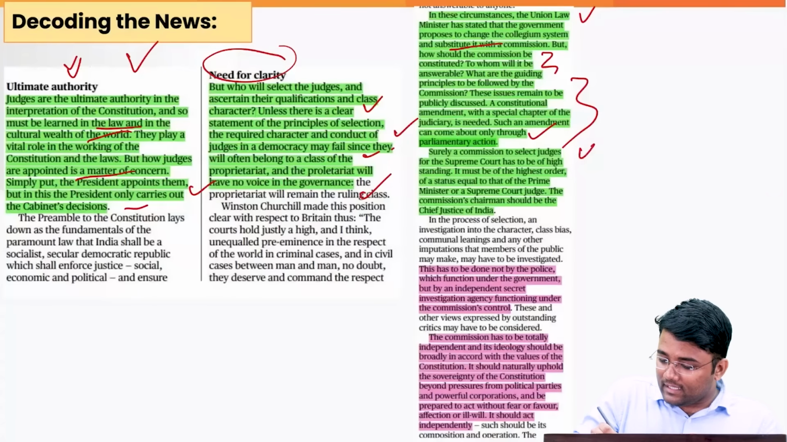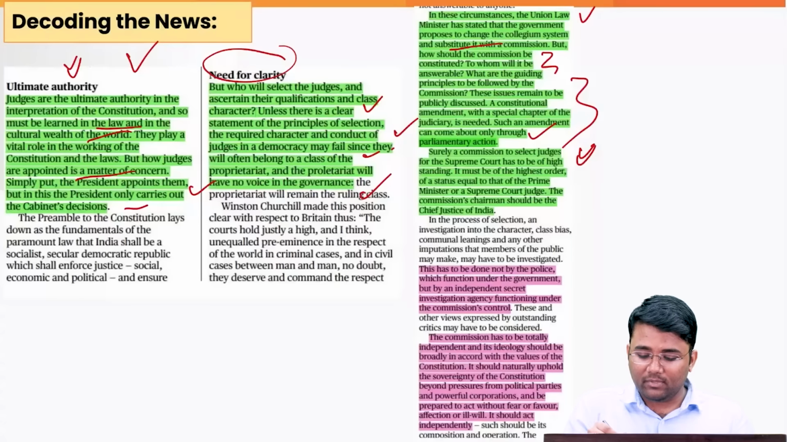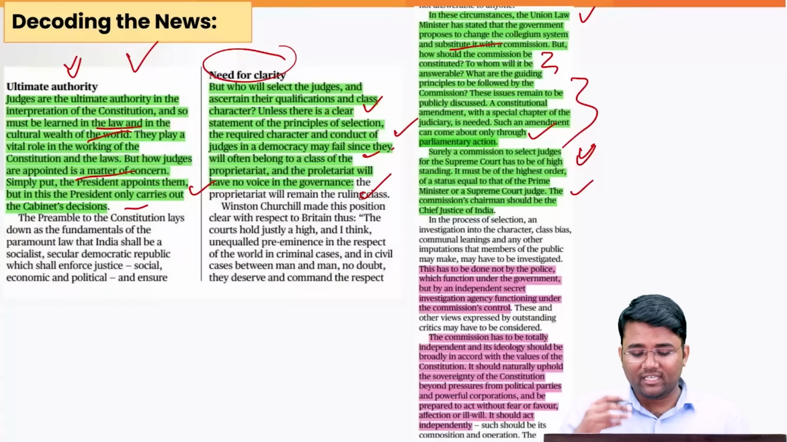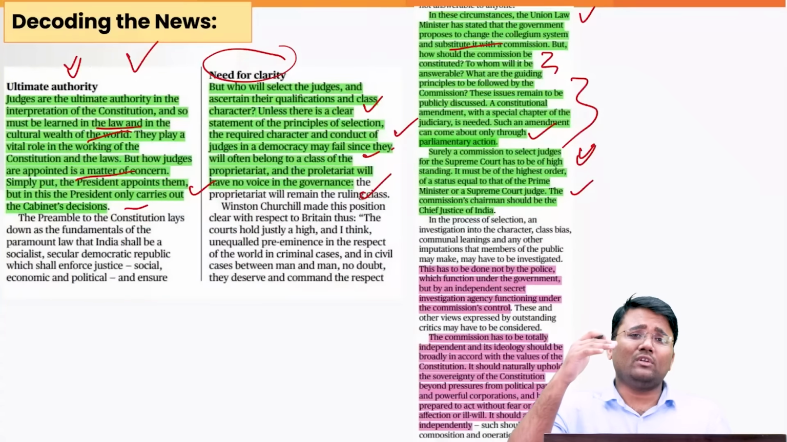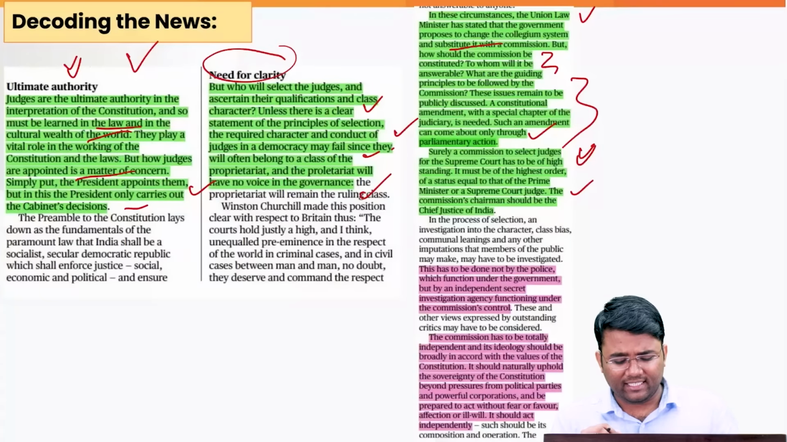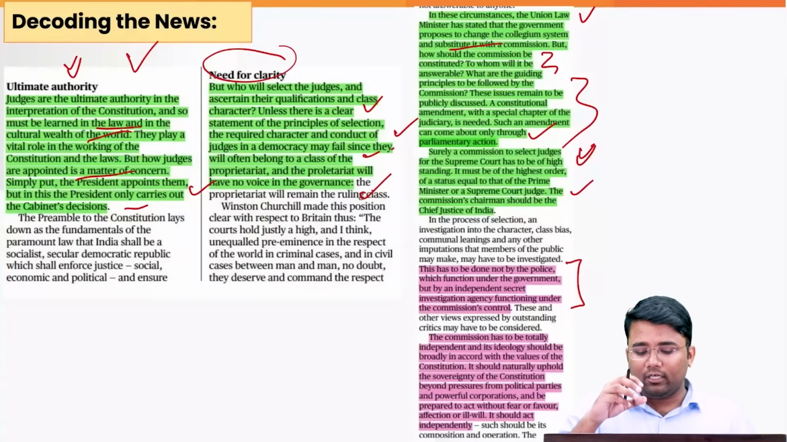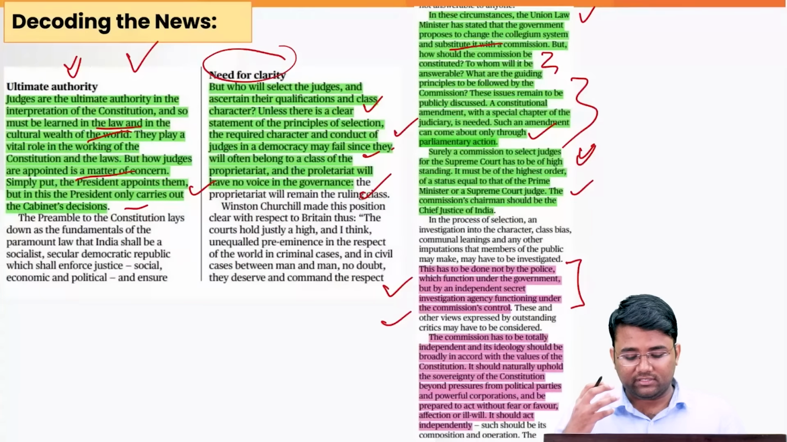So this writer says that surely a commission to select judges for the Supreme Court has to be of high standing. It must be of the highest order of the state, equal to that of the Prime Minister or a Supreme Court judge. The commission chairman should be the Chief Justice of India itself. Also, whenever a particular judge is being appointed, a background check is done. As of now, mainly the IB looks into that aspect. Here again, the writer is suggesting that this background check should not be done by the police, which functions under the government, but by an independent secret investigation agency functioning under the commission's control.